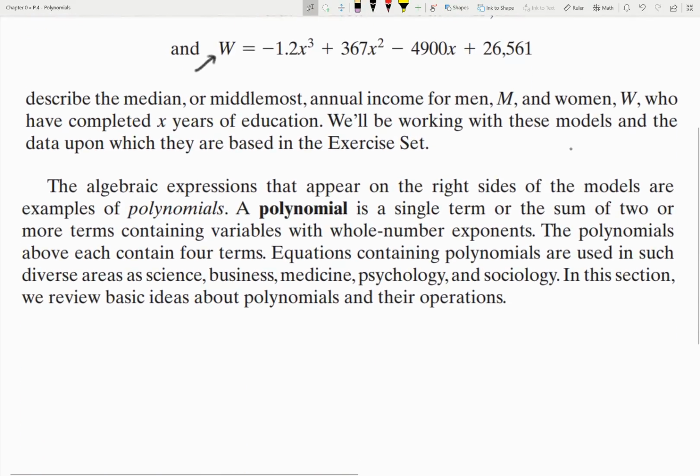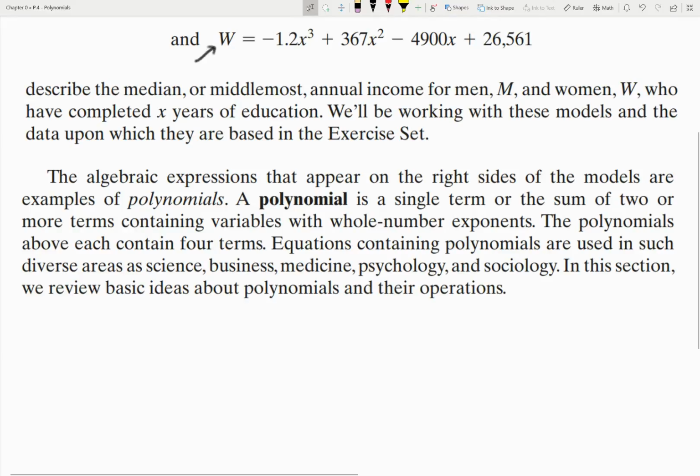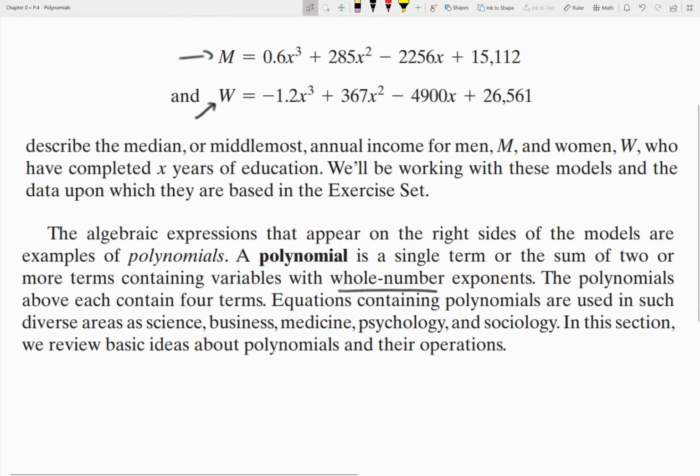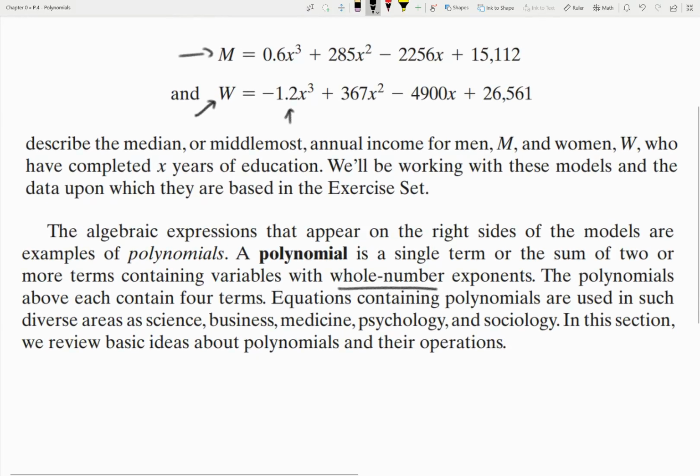So what exactly is a polynomial? It is a single term or the sum of two or more terms containing variables with whole number exponents. Okay, so that's important. That means no fractional exponents, no negative exponents inside a polynomial. The polynomials above each have four terms: 1, 2, 3, 4.